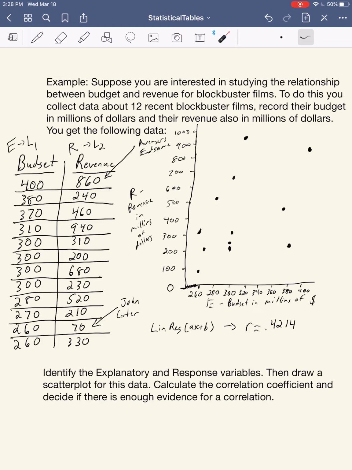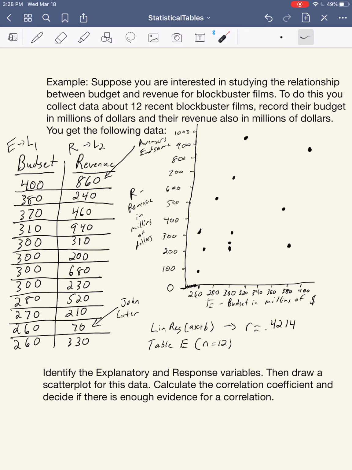All right, let's decide then, is this enough evidence to really determine that these things are related, that budget is really impacting the revenue? Well, to do that, we're going to use table E. So let's go look at table E here. To do that, we need to know the size of our data set. Our data set here is n equals 12. We know that because we could count 1, 2, 3, 4, 5, 6, 7, 8, 9, 10, 11, 12, or we could just remember that they told us we had 12 films in our data set.